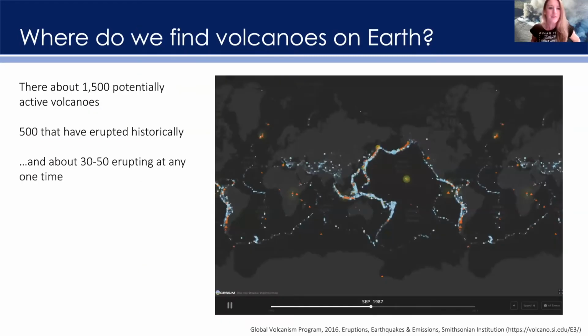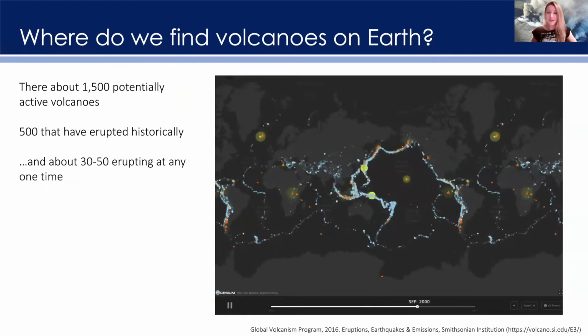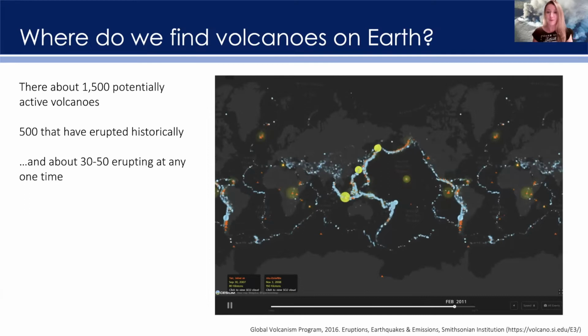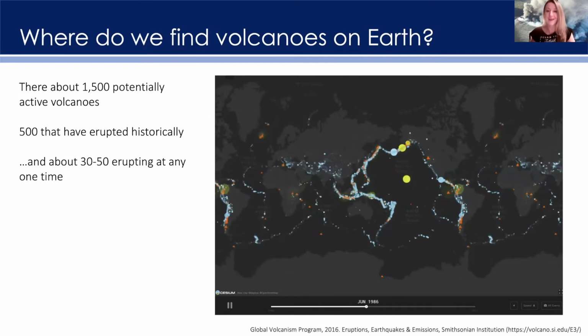All right, next slide. So there are around 1,500 potentially active volcanoes in the world at any one time. Around 500 of those have erupted historically, and at any point in time, we can expect around 30 to 50 volcanoes to be active. So now there's between 30 and 50 volcanoes having some form of eruptive behavior right now.